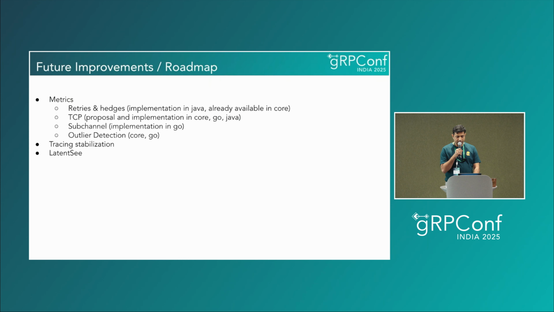So we are going to get additional metrics. We'll continue to add more metrics. Specifically, this includes implementing the TCP-level metrics, as Abhishek mentioned. Tracing stabilization, we are working on getting the OpenTelemetry tracing implementation to a stable state. And latency, it's a profiling tool for core that will help you visualize and analyze the latency of your gRPC program, and it outputs the data in a format recognized by tools like Perfetto.